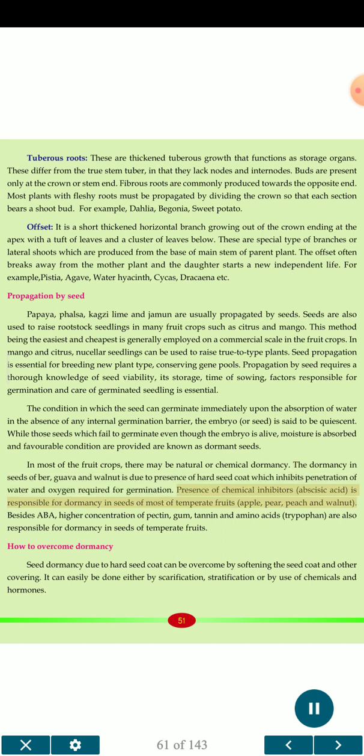Presence of chemical inhibitors, abscisic acid, is responsible for dormancy in seeds of most temperate fruits: apple, pear, peach and walnut. Besides ABA, higher concentrations of pectin, gum, tannin and amino acids, tryptophan, are also responsible for dormancy in seeds of temperate fruits. How to overcome dormancy? Seed dormancy due to a hard seed coat can be overcome by softening the seed coat and other coverings. It can easily be done either by scarification, stratification or by use of chemicals and hormones.